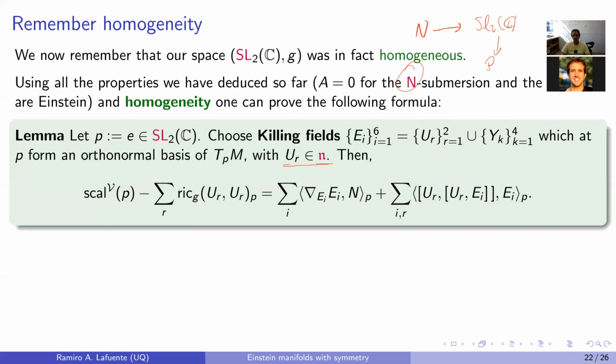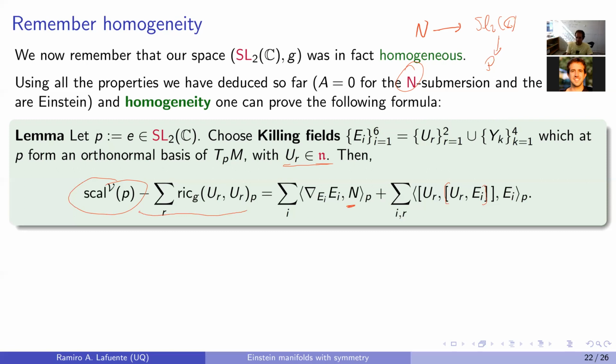Now the formula we obtain is the following. It relates the scalar curvature of the orbits with the partial trace of the ambient Ricci curvature, right? And the difference gives us this expression here, where n is the mean curvature vector, and well, this is the Lie bracket of Killing fields or of vector fields of the manifold.